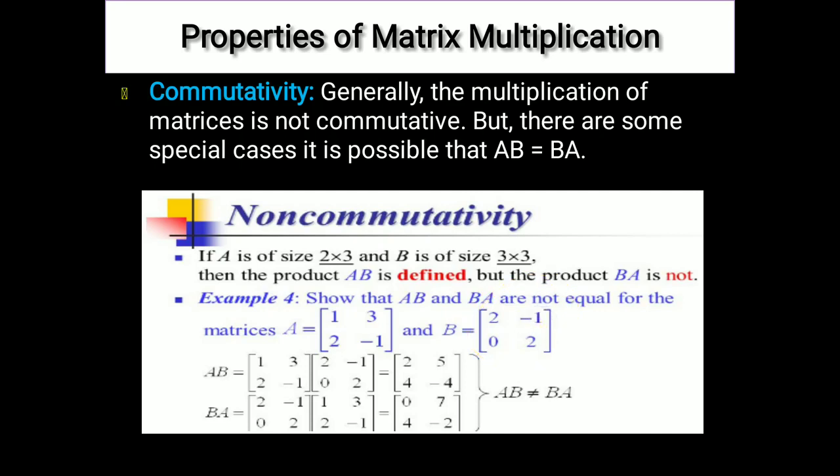So if I do AB, that is A into B, 1 multiplied by 2 will give you 2. 3 multiplied by minus 1 will give you, 3 multiplied by 0. I mean, each row will be multiplied with a column. So 1 into 2 will give you 2, 3 into 0 will give you 0, and so on. If you do BA also, both the results are different. So we can say that AB is not equal to BA. Clear?